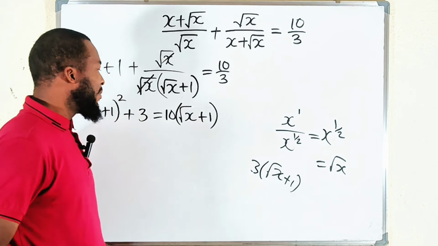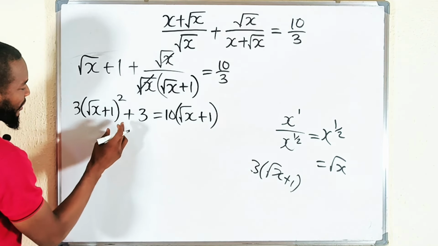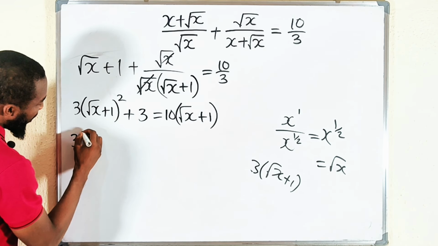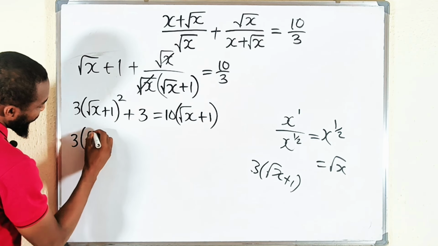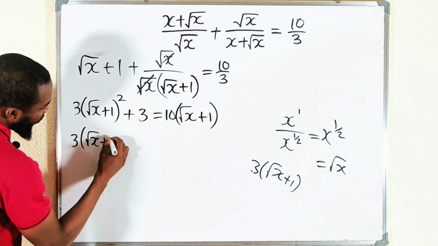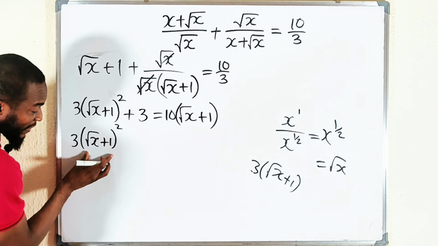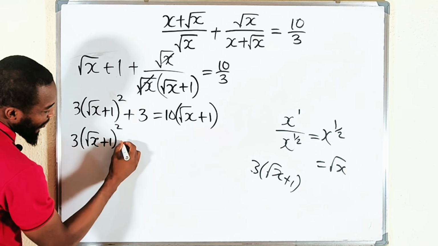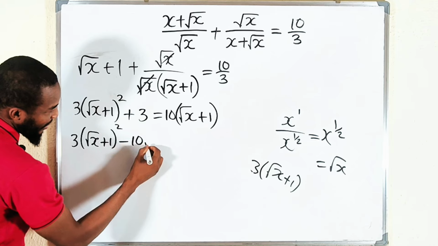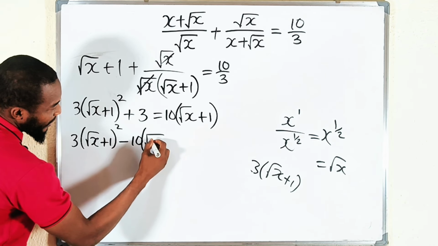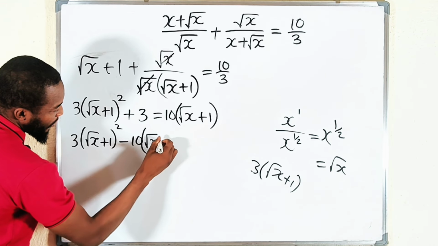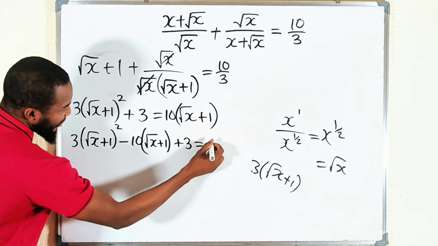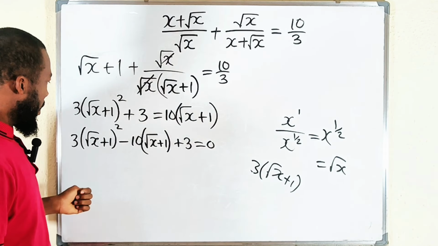Now bring all terms to the left-hand side. This is the leading term, right? This is 3 times square root of x plus 1 squared. I want you to look at this as 3x squared. Then as this crosses over, it becomes negative 10 times square root of x plus 1. Then we still have plus 3. And the right-hand side, we have nothing.